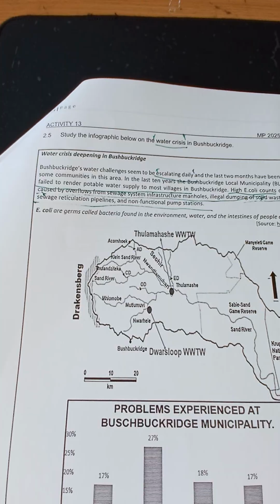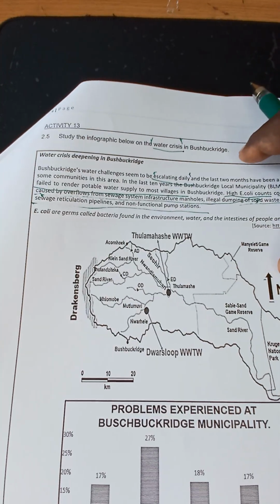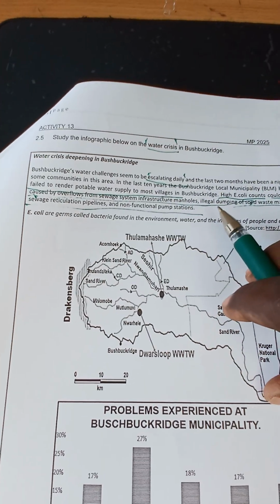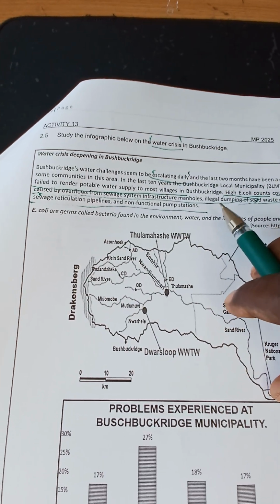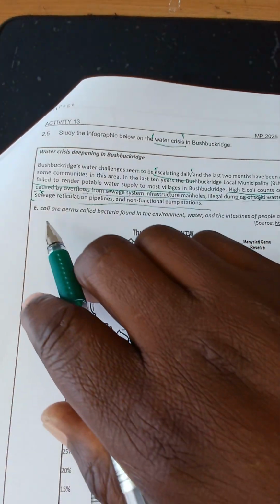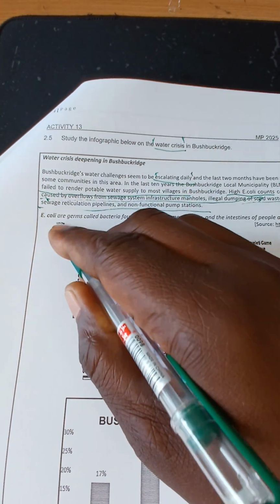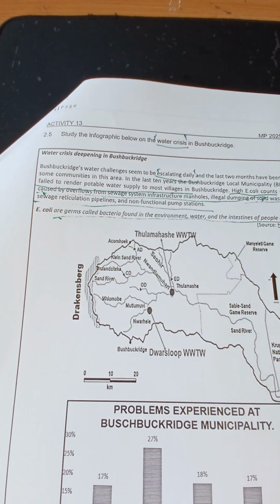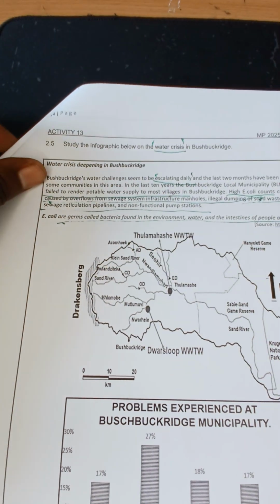So this extract gives you a lot of information. This is showing you the location of those areas that are affected. It's even defining E. coli germs: bacteria found in the environment, water, intestines of people and animals, which means there's water pollution that is taking place there.